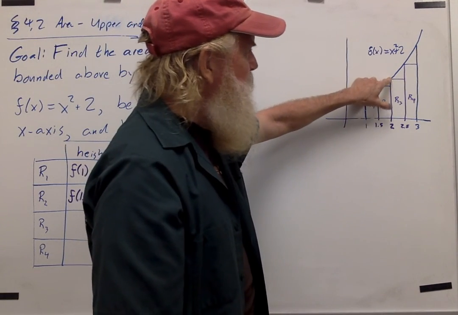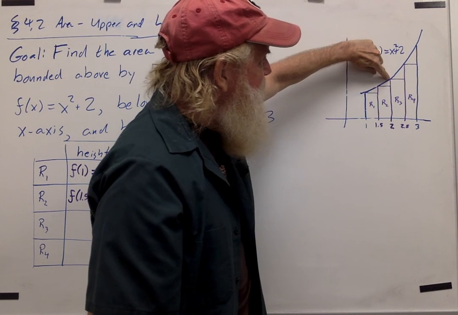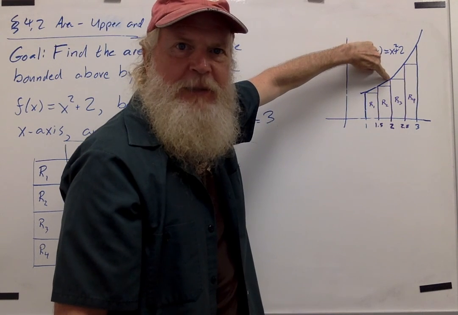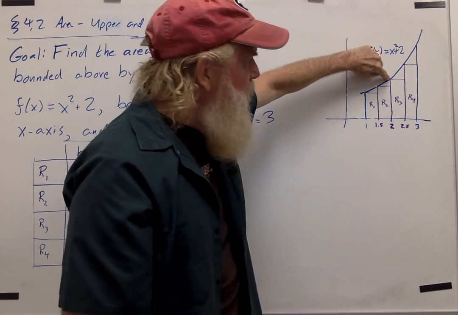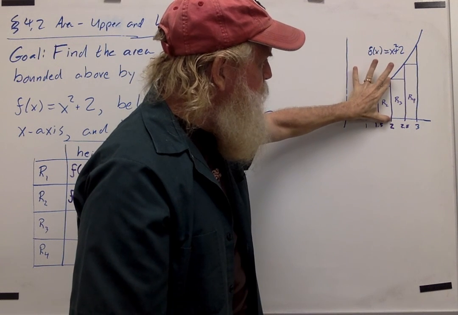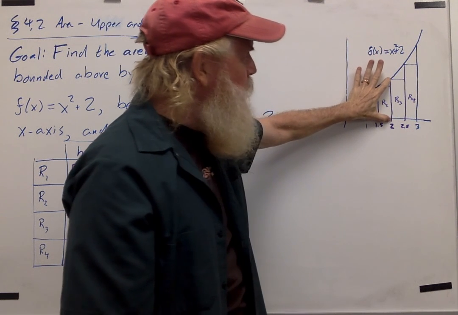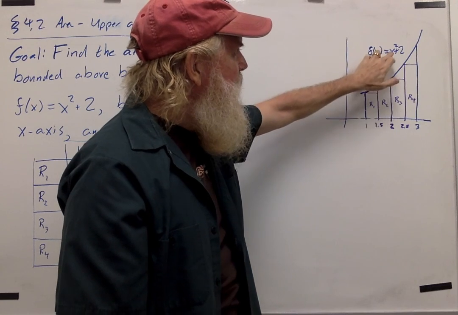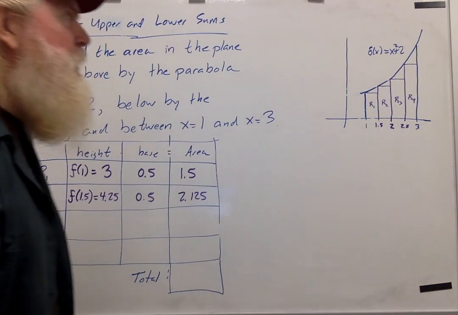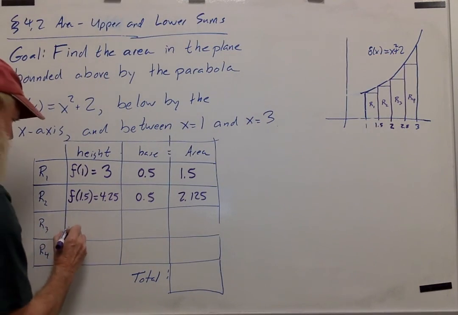Notice that for rectangle 3, the height of the rectangle is given by the y-coordinate of this point, and that point's on the curve, so I can substitute 2 into the function and get the y-coordinate of this point. And 2 squared plus 2 is 6.